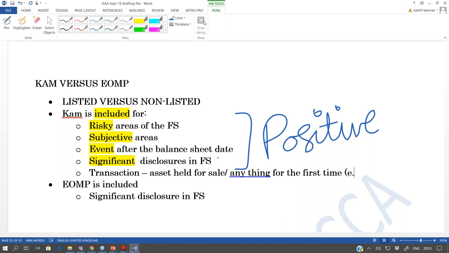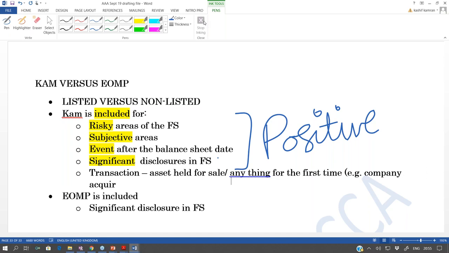Example, a company acquired a business, or a company disposed of a subsidiary. Are these all important things? If the treatment of the disposal has been done rightly, or the treatment of acquisition has been done rightly, or the treatment of the asset held for sale is done rightly, you will include CAM.